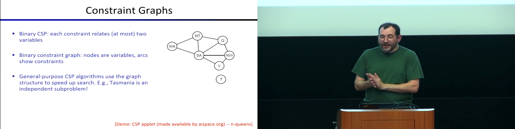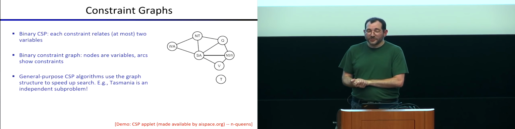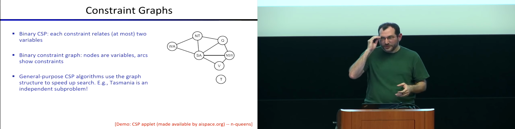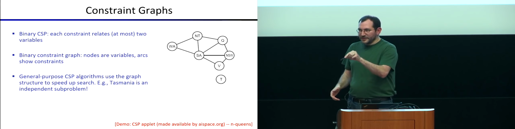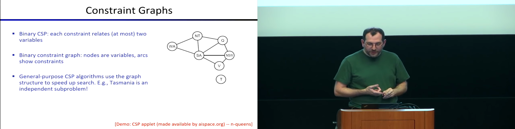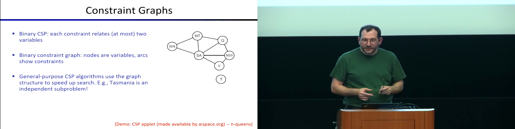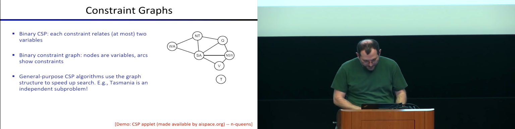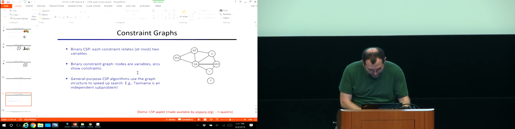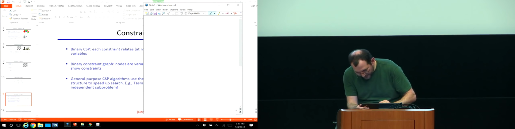Okay, so a binary CSP is one in which each constraint relates at most two variables. So often you have what are called unary constraints, which are really just domain reductions. This state has to be green for whatever reason. A constraint graph: nodes are variables, arcs show constraints. And the structure will speed up the search problem. So let's take a look and see what this looks like for N queens. All right. So what does N queens look like? The way we've been drawing it, let's do 5 queens.